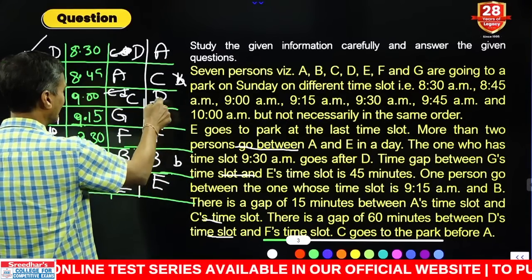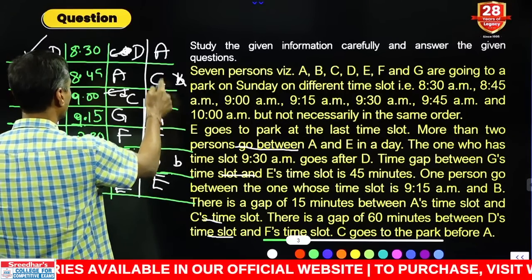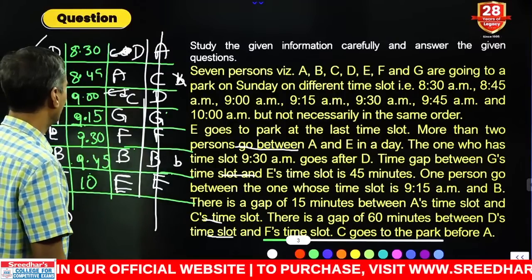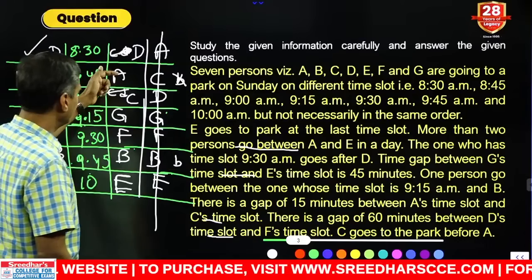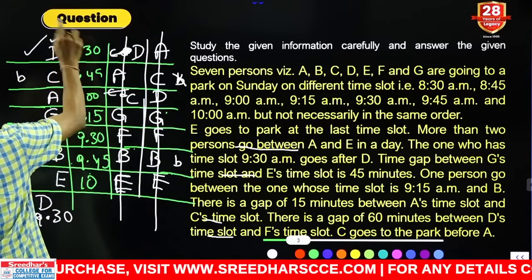Now here, between F and D there must be a gap of 1 hour, and this is not possible. There is only half an hour. This is ruled out. And C goes to the park before A. Now in this one, C is going before A, that is valid. Here C is going after A, this is again invalid. And finally, we are left with this arrangement.